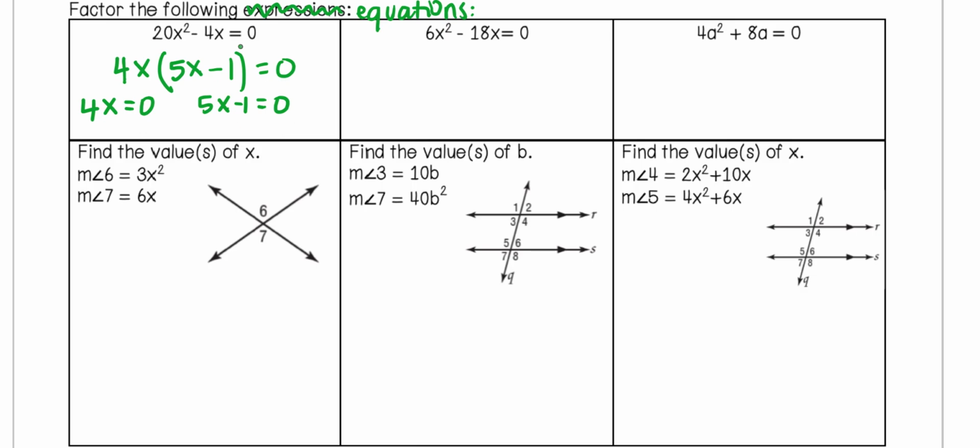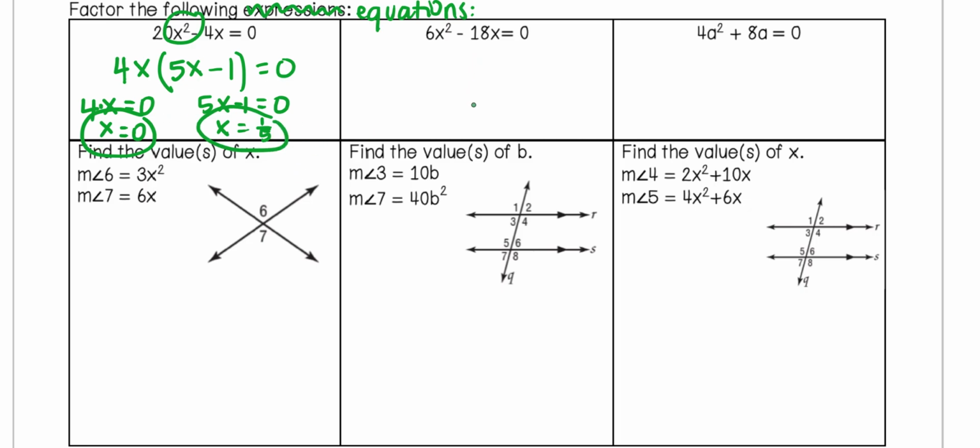So at this point, we're solving these two linear equations separately. To get x by itself here, we would divide by 4, so x would be 0. And to get x by itself over here, we would add 1 and divide by 5. So x is also 1/5. Whenever you see that x squared in your equation, when you solve, you should get two x values as your solution. So this will be our first set of solutions.